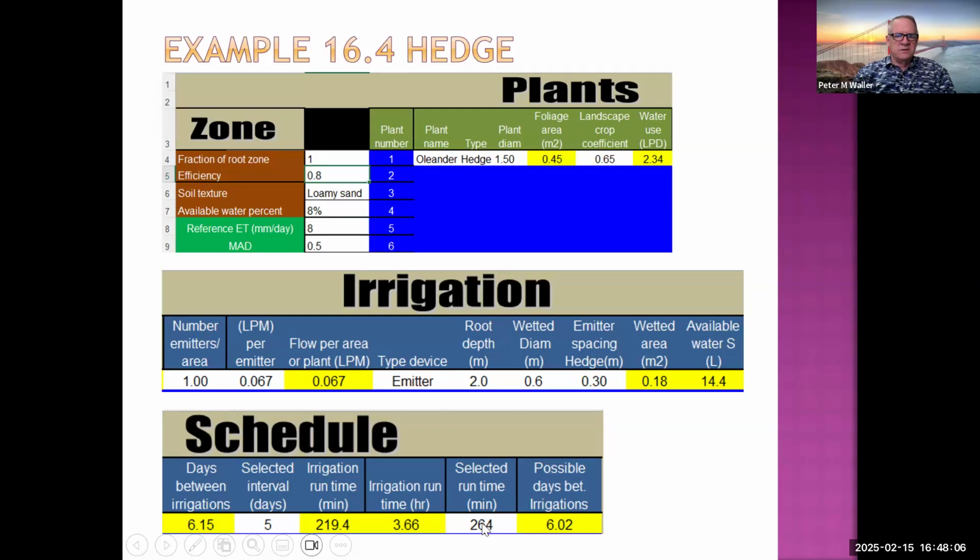So I could also change my selected runtime to 264, and I can't remember why I did that. Oh, actually, I think I changed this before I changed this. I should have changed this back to 220, because now it's saying with 264 minutes, I have 6 days between irrigations.